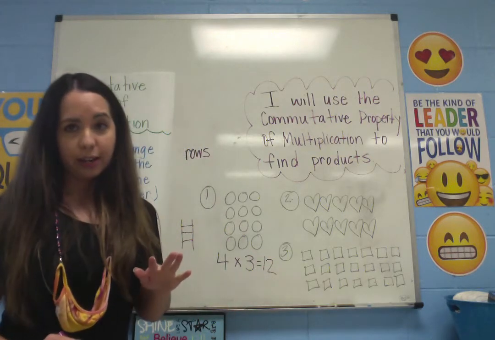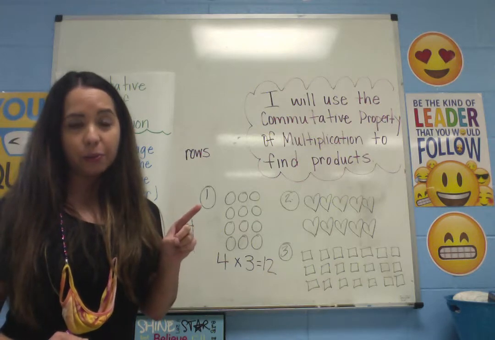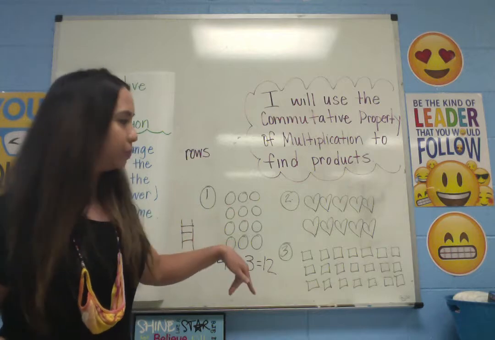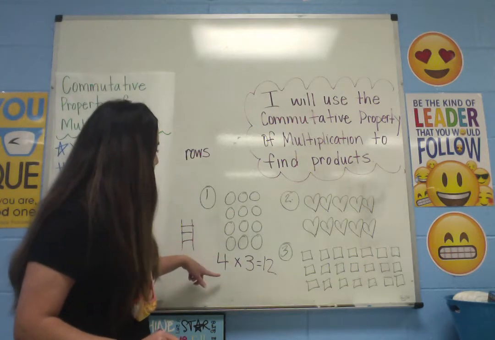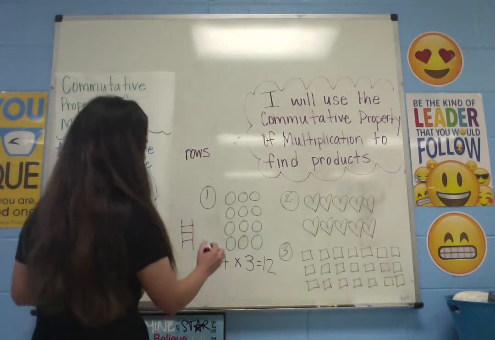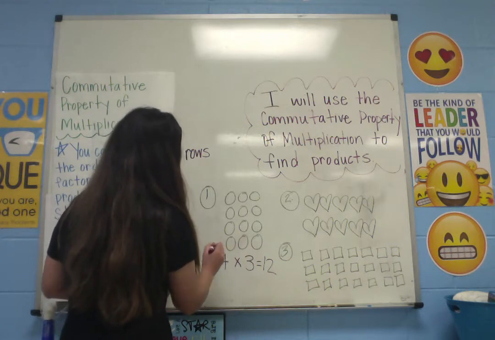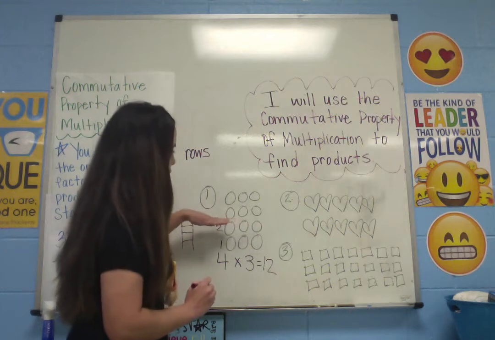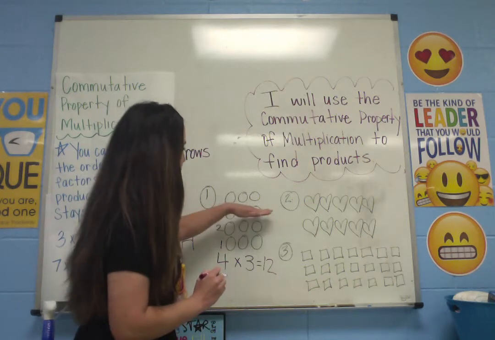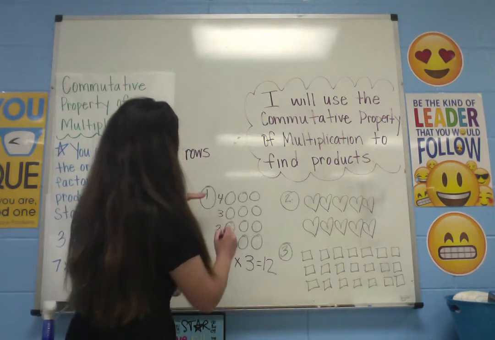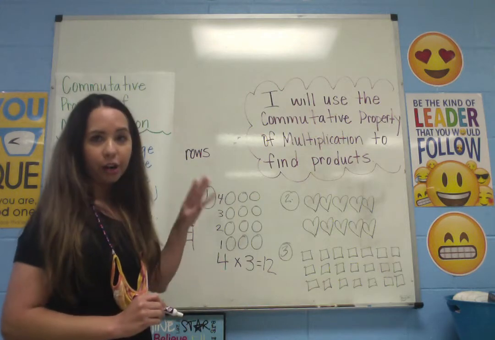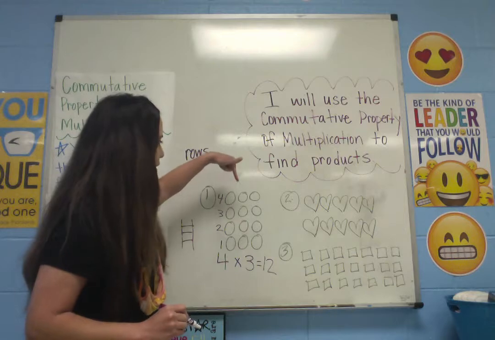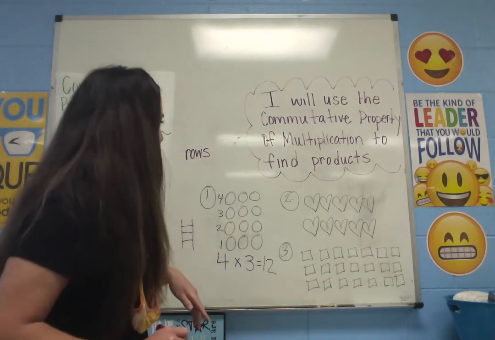So let me show you that again. The first number in a multiplication problem when you have arrays this time and not equal groups, the first number represents the number of rows. And rows go side to side. So this is a row, row 1, row 2, row 3, and then this is row 4. So there are 4 rows again. How many are in each row? 1, 2, 3.